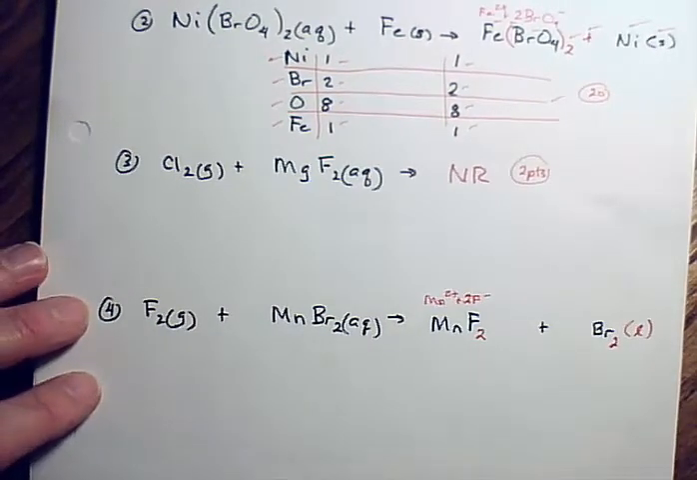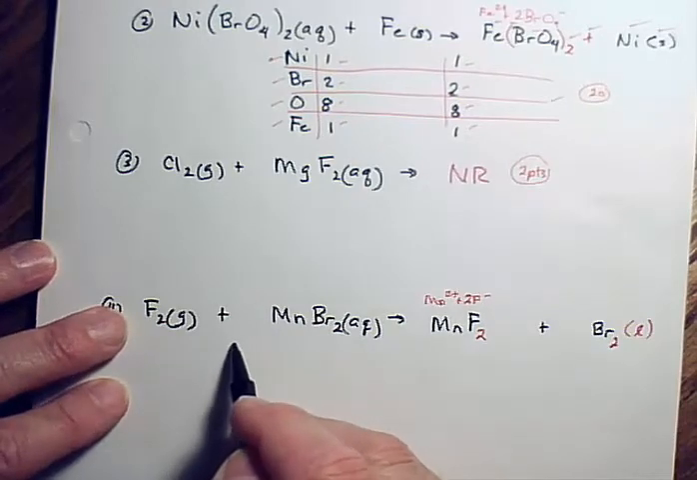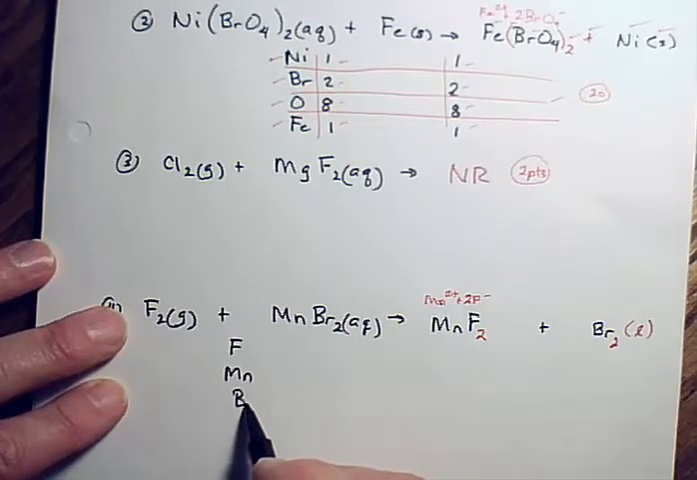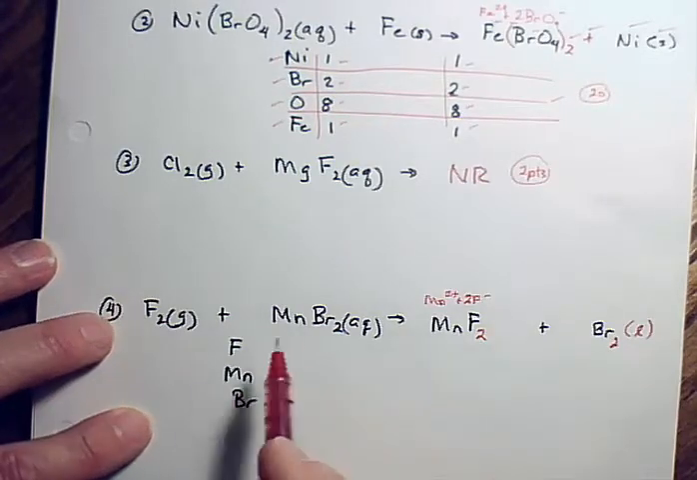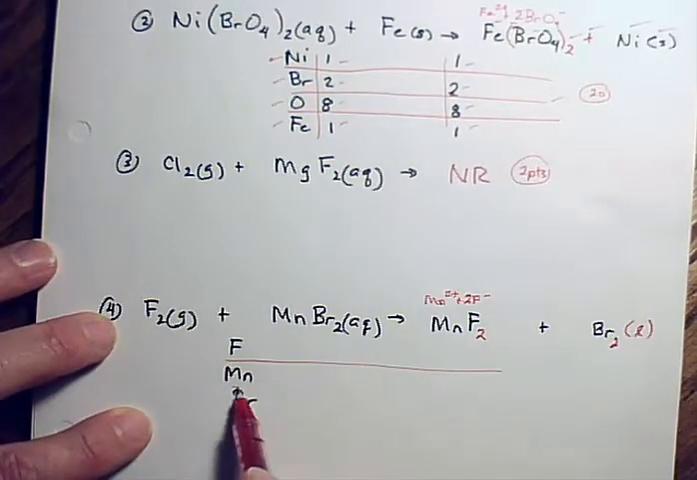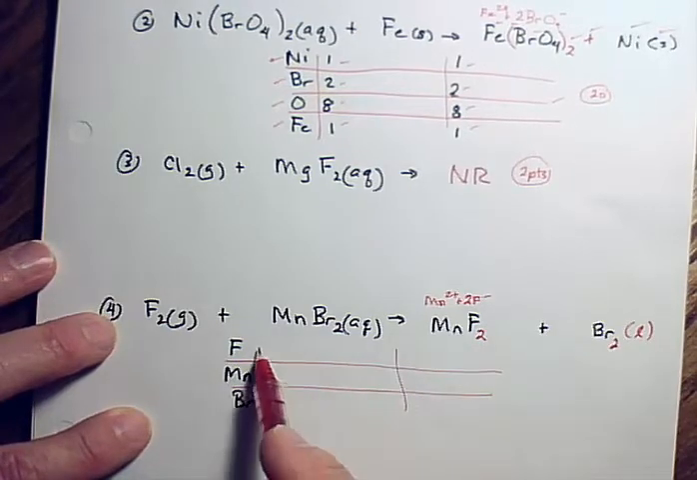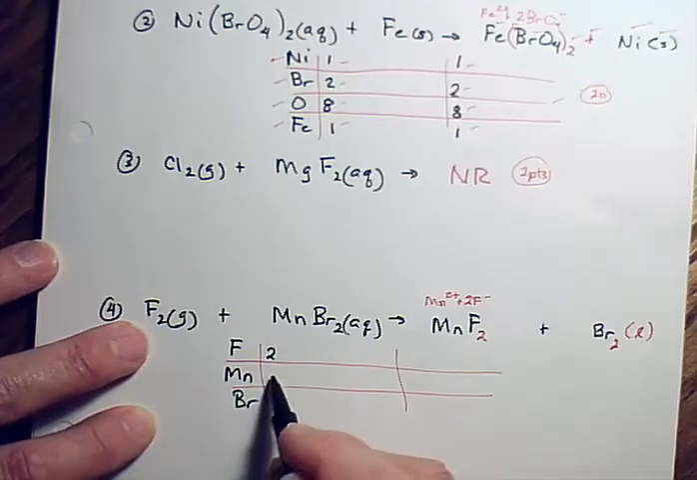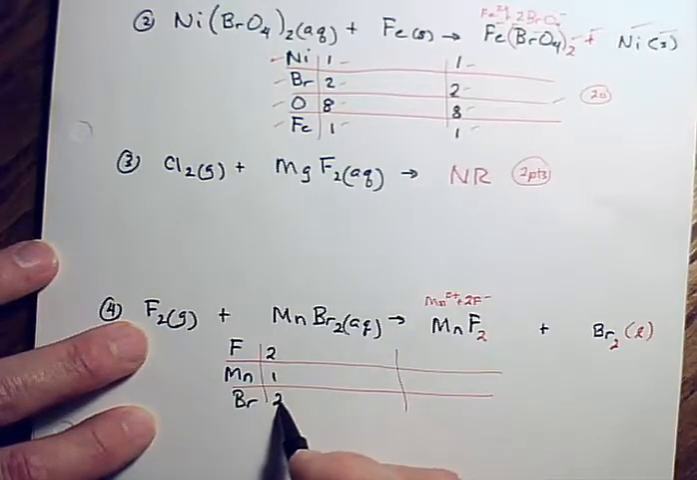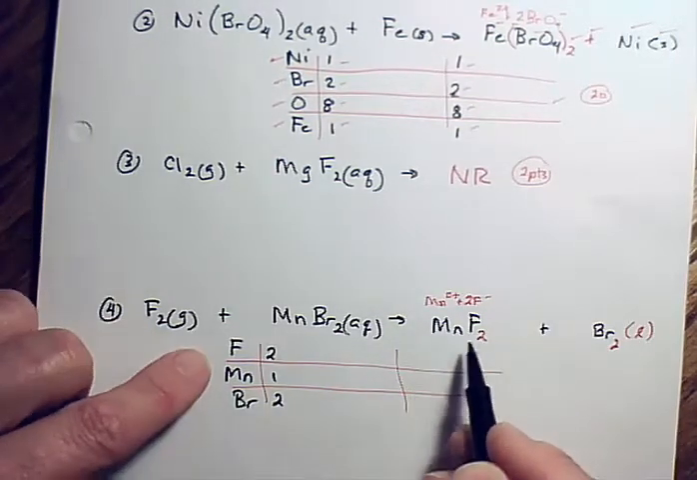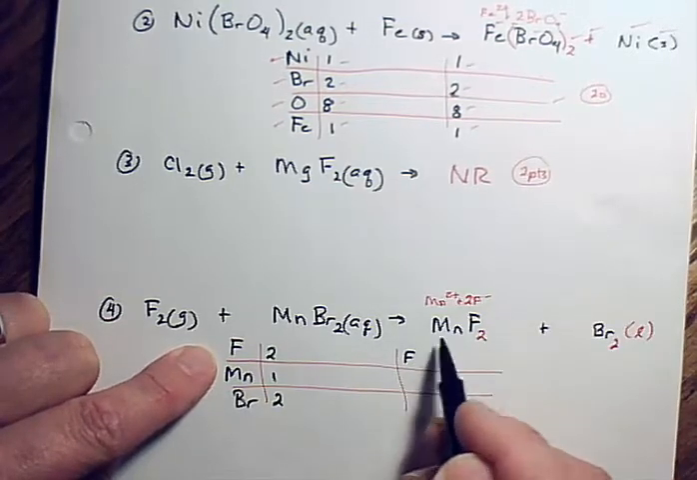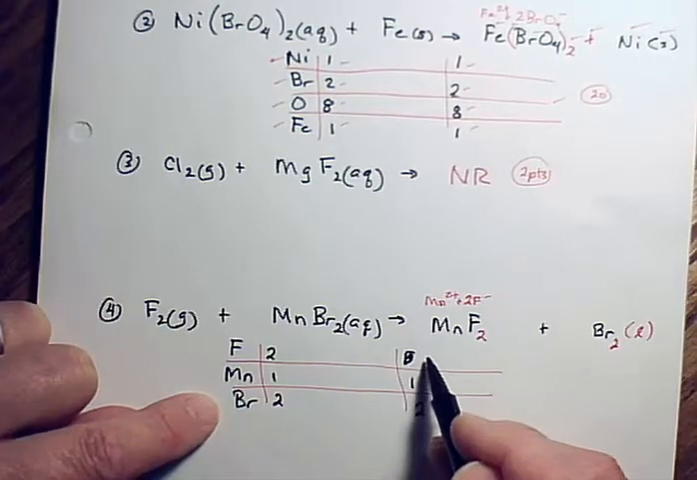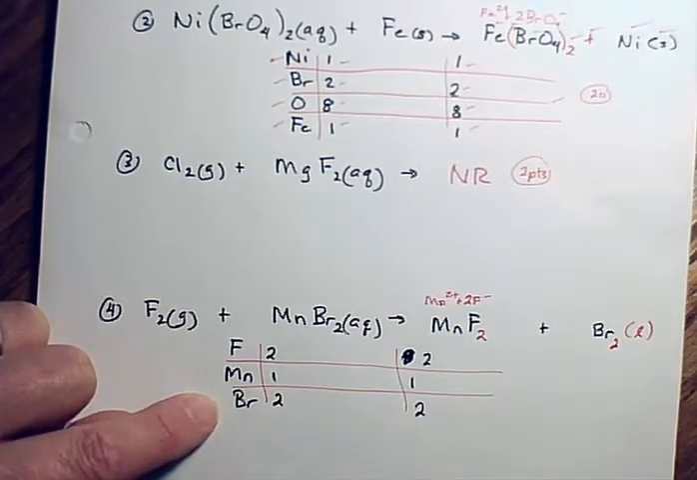Now then, let's balance the equation. We've got fluorines and manganese and bromine. And we're going to make this kind of grid here for the atom inventory. We have 2 fluorines on the left, 1 manganese, and 2 bromines on the left. On the right-hand side, I've got 2 fluorines. I've got 1 manganese and 2 bromines, and so the equation is balanced. Okay?